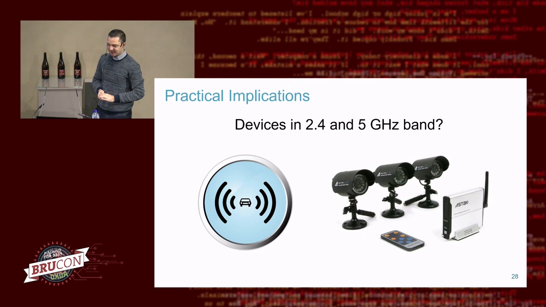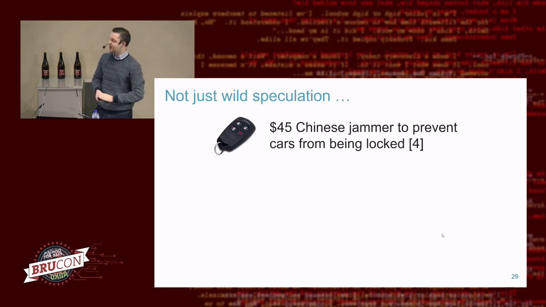And this is not just wild speculation. We see that in practice, people are actually performing these jamming attacks if the jamming device is cheap enough and there's a big enough advantage to do this. For example, there are relatively cheap jammers that indeed exist for these key fobs for your car that are able to carry out this attack where you can block the lock signal of a car.